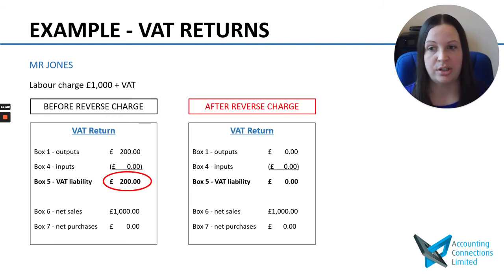After the reverse charge, there's no VAT collected, no VAT paid. The VAT liability is nothing. There is nothing to pay over. But he still made £1,000 sales, so that still has to go in box 6.